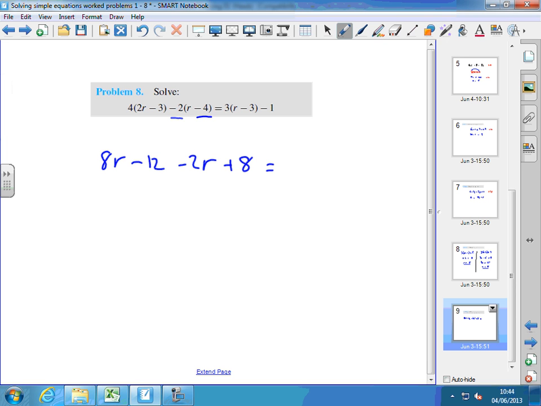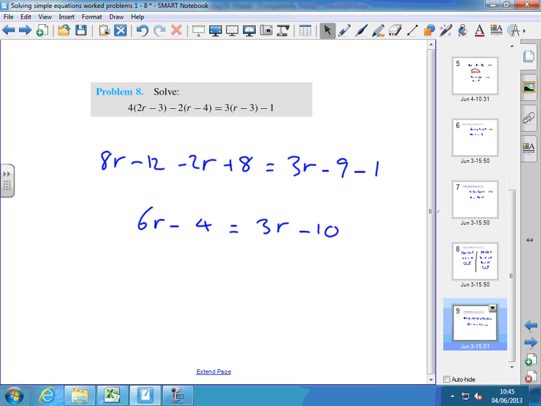Equals 3 times r is 3r, 3 times minus 3 is minus 9, minus 1. Now collect together like terms on the left and right hand side. 8r minus 2r is 6r, minus 12 plus 8 is minus 4. So I get 6r minus 4 equals 3r minus 9 minus 1 is minus 10.